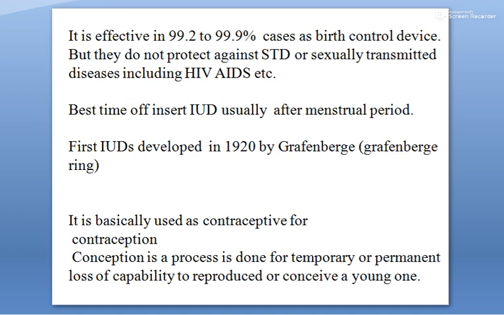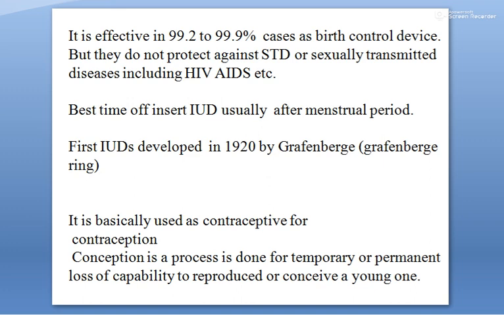You may know what contraception is. Basically, contraception is a process by which there is temporary or permanent loss of capacity to produce or conceive a young one, basically for prevention of birth. It is also known as a birth control device, right? It is used as a contraceptive device, and it is specially designed for the uterus only.